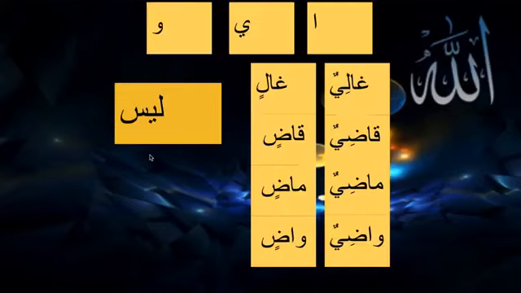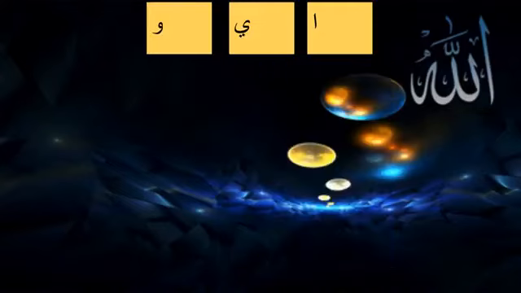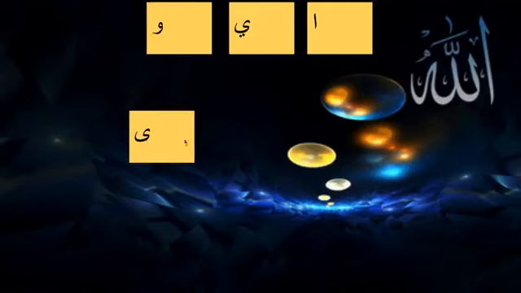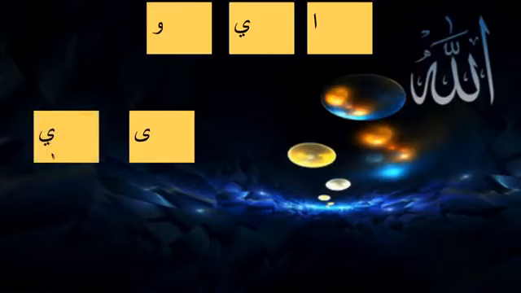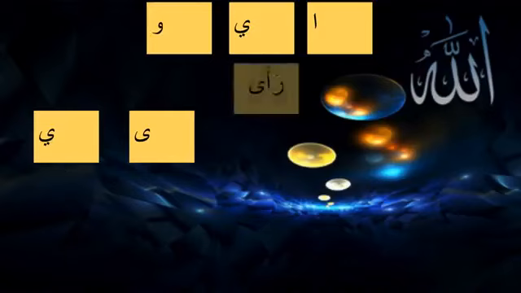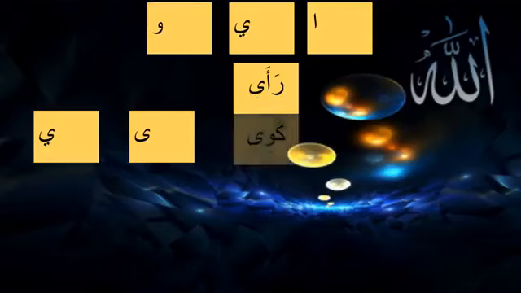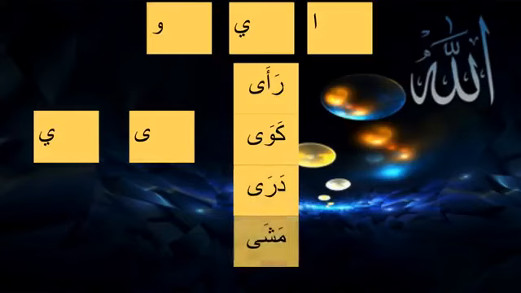So today we're going to do some more weak letter verbs where the ya is turned into alif maksura. This is a ya without dots, which is originally this ya. The examples we're going to do today are ra'a. Originally it is ra'aya, but because it is changed for phonetic reasons, it is pronounced as ra'a. Then kawa, dara, masha.